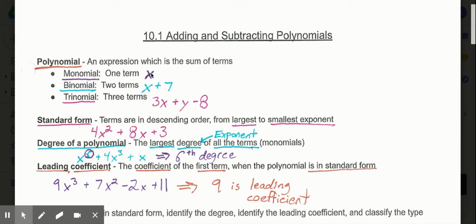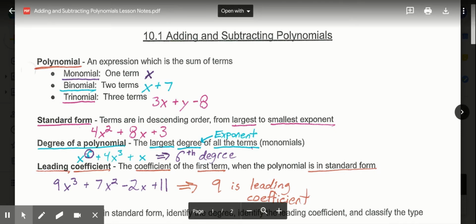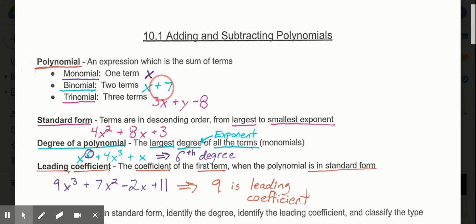5x. Then we have binomials. Binomials are two different terms. So it could be something like x plus 7 or 2y minus 4. The 2y is our first term, the negative 4 is our second.